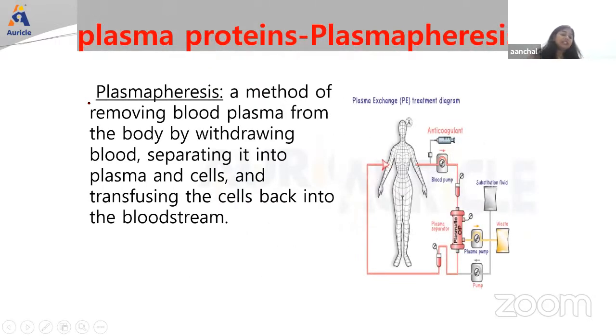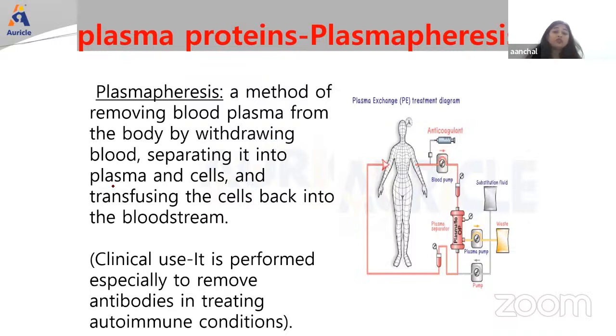So next we have the plasmapheresis technique. This technique is very, very useful for removing blood plasma from the body by withdrawing blood, separating it into plasma and cells, and transfusing the cells back into the bloodstream. So basically this technique is useful for the purification or for the separation of plasma protein.